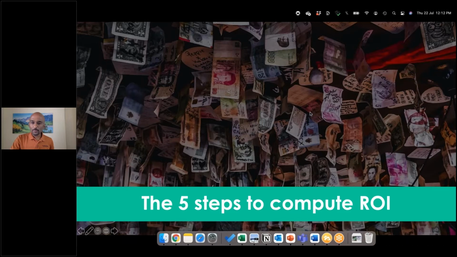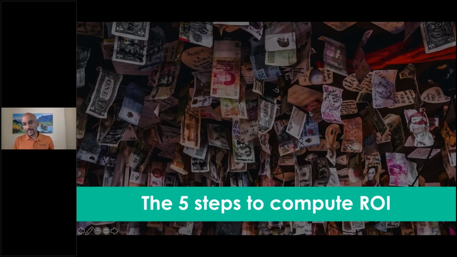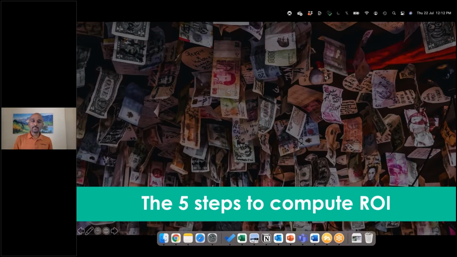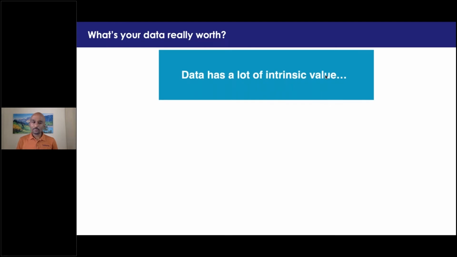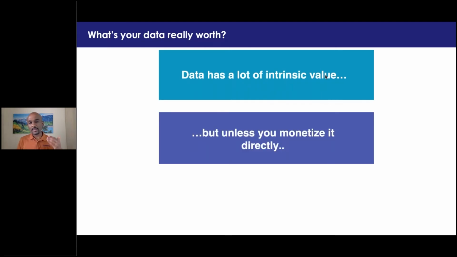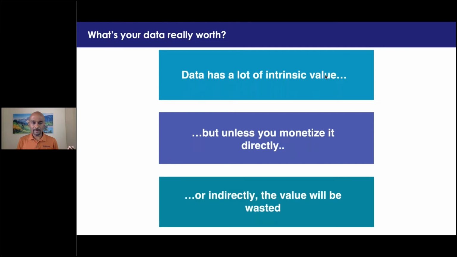Understandably, there's a curiosity for this session as well. Okay, let's move on. Let's talk about the second section, which is about measuring ROI. And this is the 5-step methodology we've identified at Gramener. Firstly, you need to understand that yes, data is intrinsically valuable. However, you will have to monetize it either directly or indirectly. Otherwise, the value is lost.